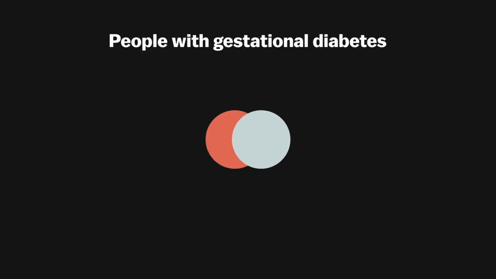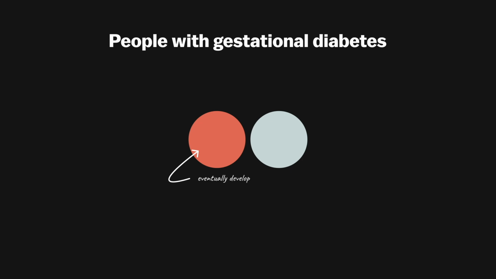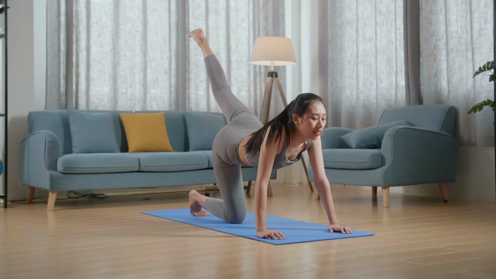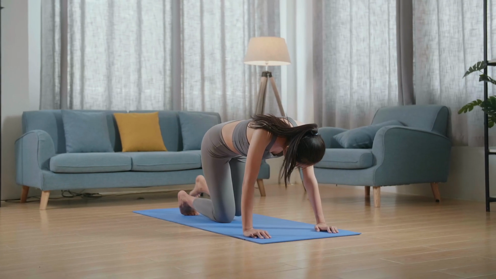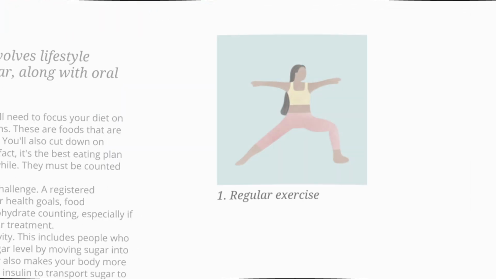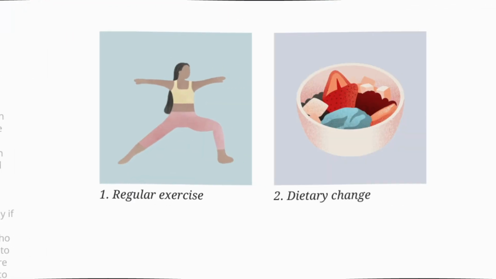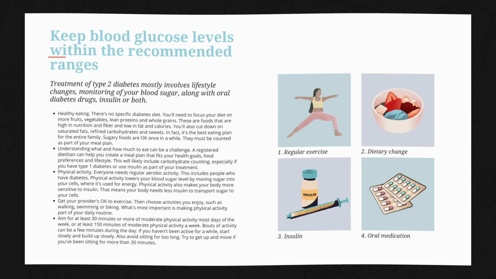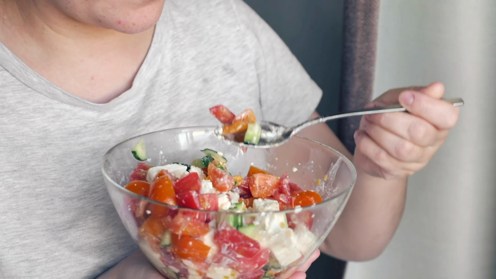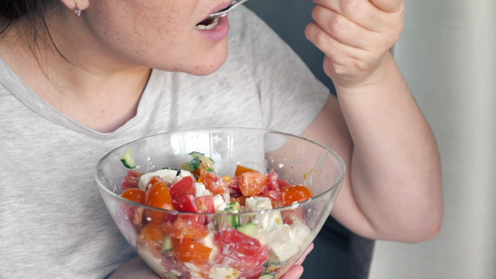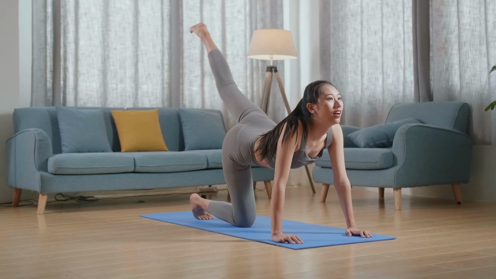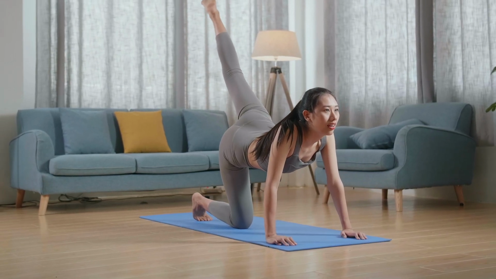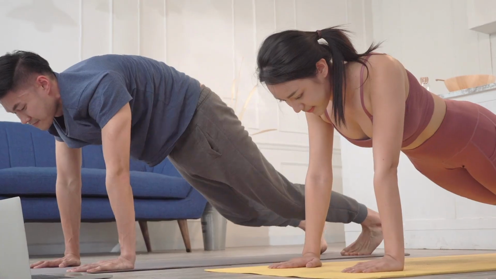Since 1 in 2 people with gestational diabetes will eventually develop type 2 diabetes, maintaining a healthy lifestyle is also essential postpartum. Regular exercise, dietary change, insulin, and oral medication can help keep blood glucose levels within the recommended ranges. Depending on your symptoms and test results, your healthcare provider may initially recommend trying to control your glucose levels with dietary changes and exercise. Making these lifestyle changes may be easier if you involve your partner or family.